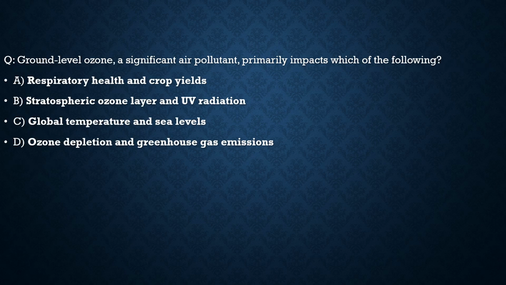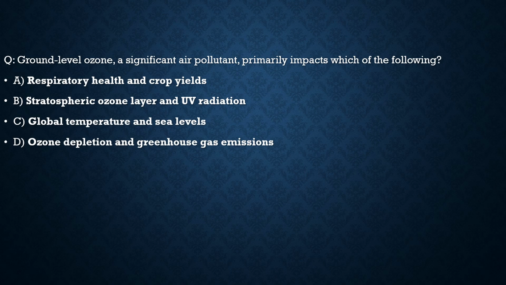With this, let's move to the last question of today's discussion with respect to current affairs. It says, ground level ozone, a significant air pollutant, primarily impacts which of the following? Here you have to look at the question very carefully. It may have different impacts, but here the primary impact is on respiratory health and crop yields. So for this question, the correct option is option A.